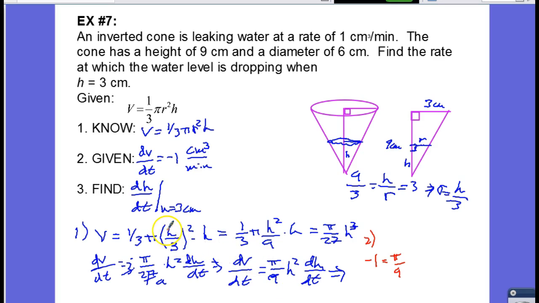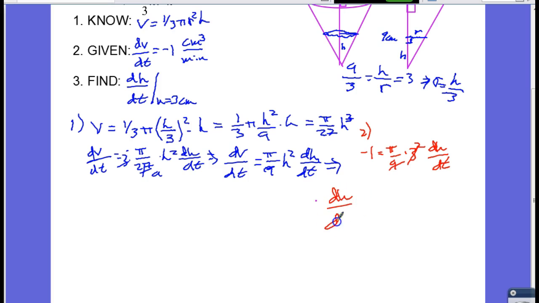Now h is going to be equal to 3. So that's times 3 squared times dh/dt. Well, 3 squared is 9. 9 cancels with 9. And if I solve for dh/dt at h equals 3, it is equal to -1 over pi centimeters per minute.